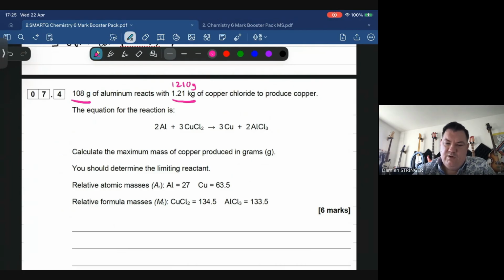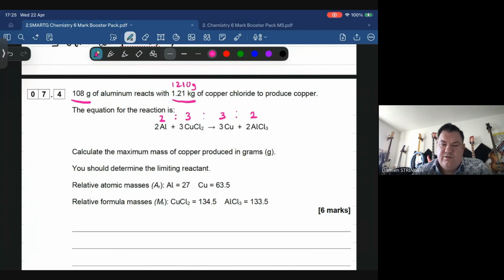So what we've got is a ratio of things here. If we just put 2 there, we need 2 aluminiums. They would react with 3 copper chlorides, and they would give 3 coppers and 2 aluminium chlorides, right? So it's a ratio 2 to 3 to 3 to 2.